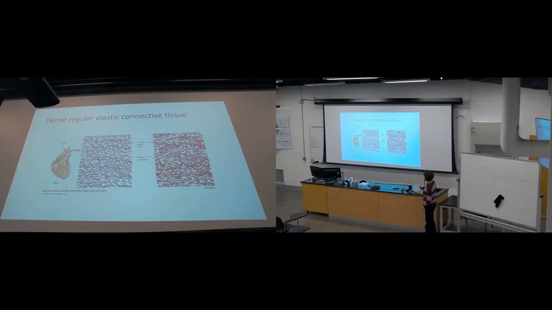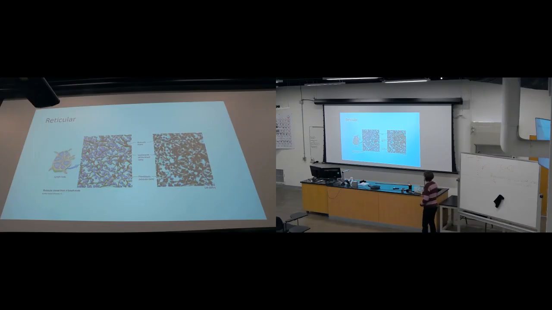So in this case, yeah, it looks a little bit out of orientation, but it is still regular. It has a pattern, so that's why it's called dense, regular, elastic connective tissue. Okay, and it's elastic fibers.